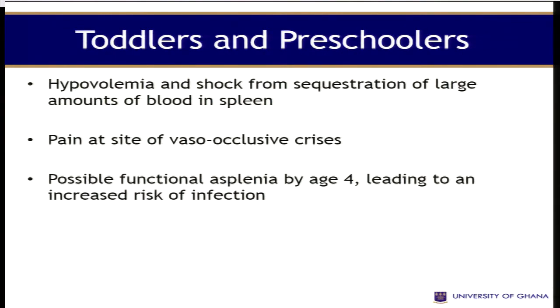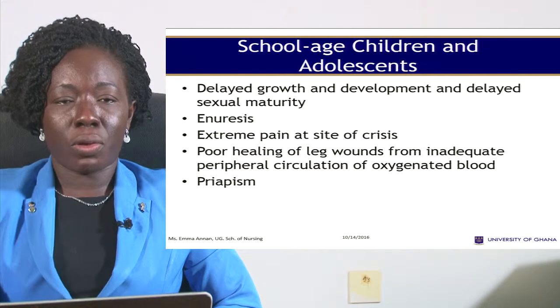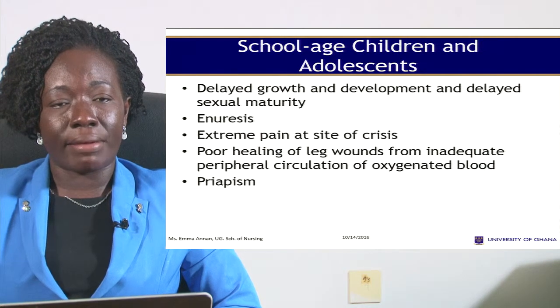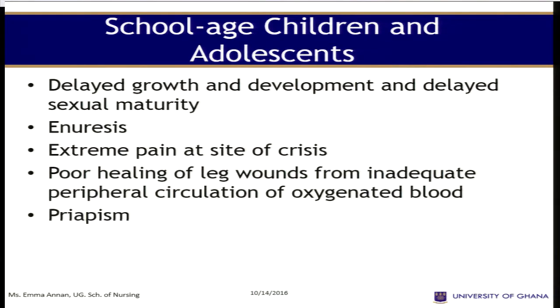For toddlers and preschoolers, there is hypovolemia and shock from sequestration of large amounts of blood in the spleen. There is pain at site of vaso-occlusive crisis. There is possible functional asplenia by age 4 months, leading to increased risk of infection. For school-age children and adolescents, there is delayed growth and development and delayed sexual maturity.